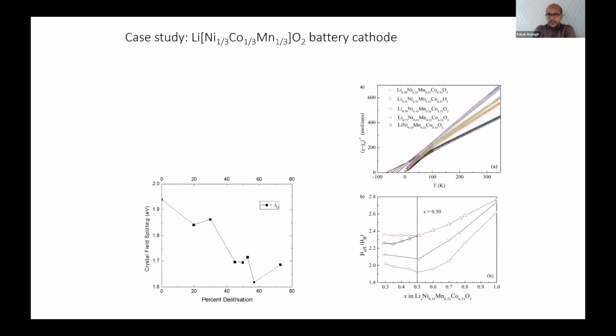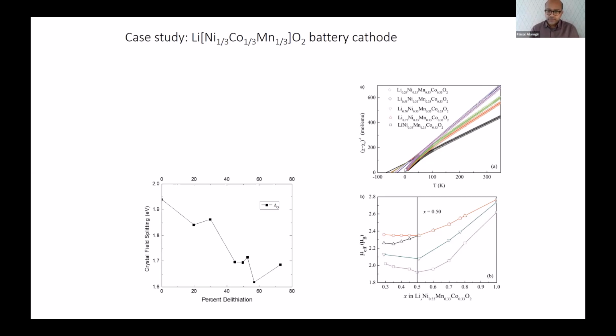So here is a look at another. Let me describe what we're seeing here. On the left is that trend that we're talking about in terms of percentage de-lithiation, and it's looking at the crystal field splitting. And on the right, we have some magnetic measurements. The one on the top we can ignore. That is basically the temperature dependence of the susceptibility, and that is being fitted to the Curie-Weiss law. So it's another aspect to this.